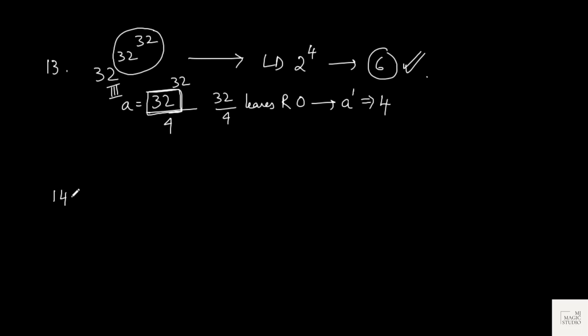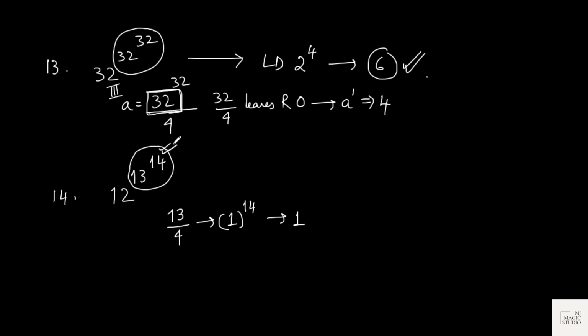Okay, one more. Last digit of 12 to the power 13 to the power 14. Once again, for the entire number, 13 first needs to be divided by 4. Remainder is 1. Now 1 to the power 14 is 1. That means the remainder of this entire A when divided by 4 is 1. 2 belongs to type 3. The last digit of this is nothing but 2 to the power 1, that is 2. The last digit of the entire number 12 to the power 13 to the power 14 is 2.